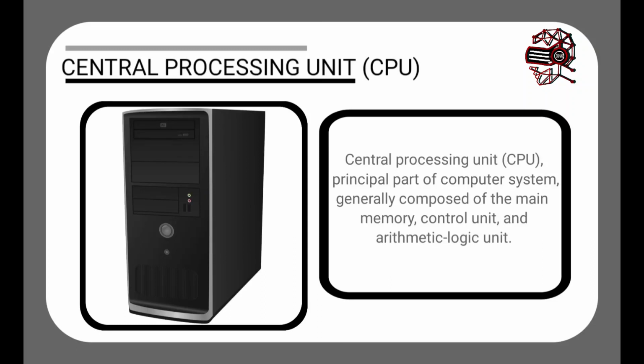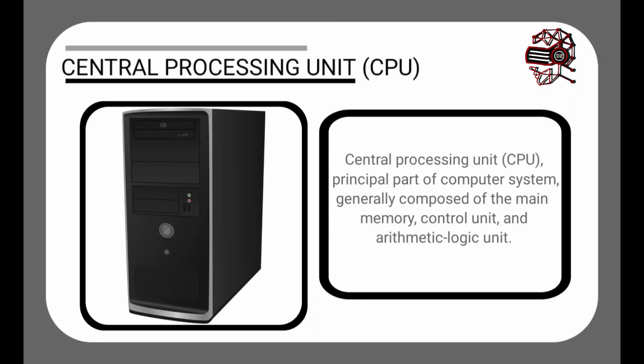2. Control sequence of operations within the computer. The CPU acts as the computer's brain, directing the sequence of operations. It ensures that tasks are executed in the correct order. When you run a computer program, the CPU manages the flow of instructions to execute the program step by step.